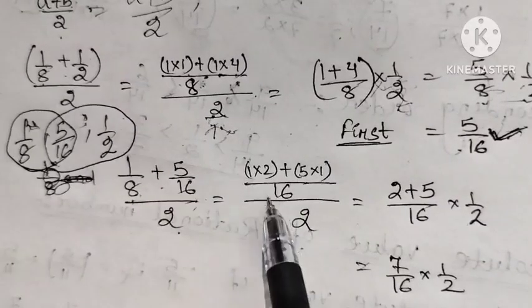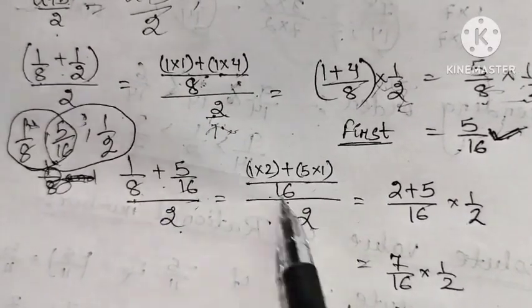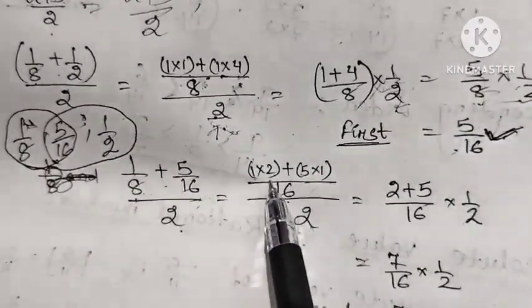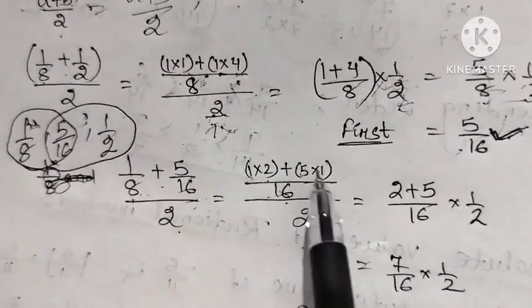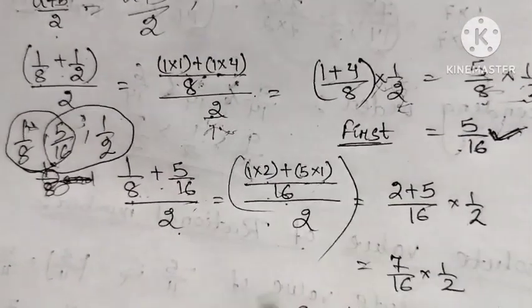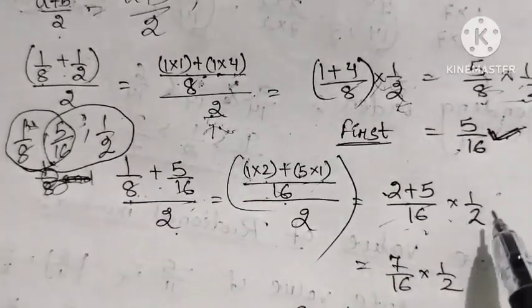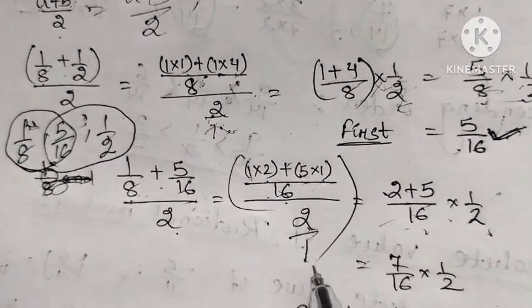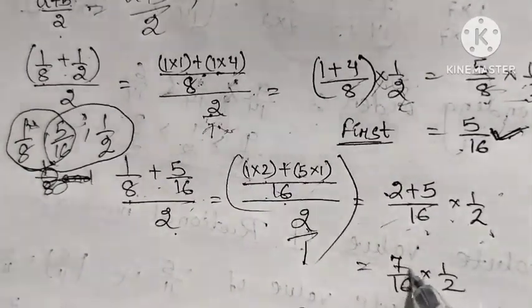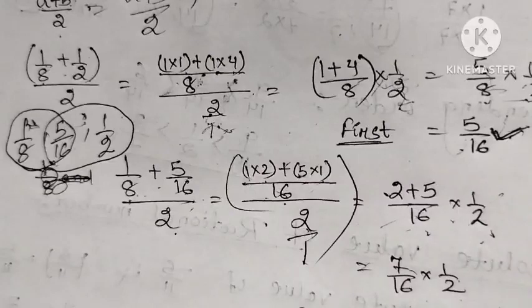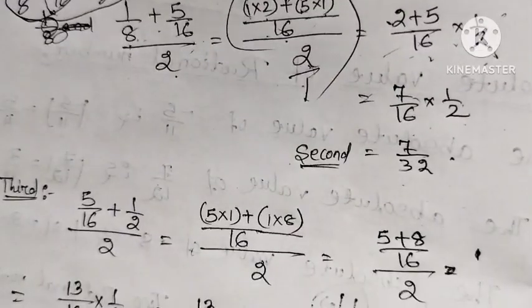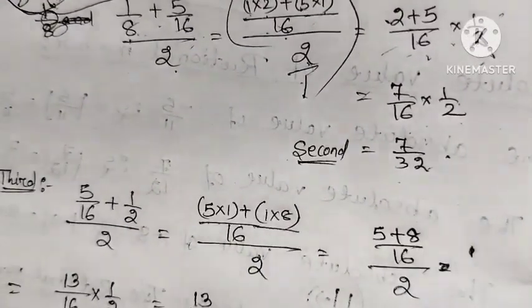Then 8 and 16, what is the LCM? 16. 8 twos are 16, 1 into 2; 16 ones are 16, 5 into 1, divided by 2. Then 2 plus 5 divided by 16, into 1 by 2. 2 by 1, the reciprocal is 1 by 2. Then 7 by 16 into 1 by 2, this is 7 by 32. The second rational number is 7 by 32.